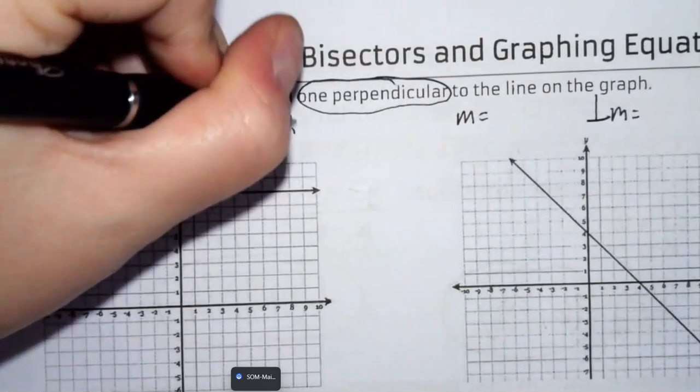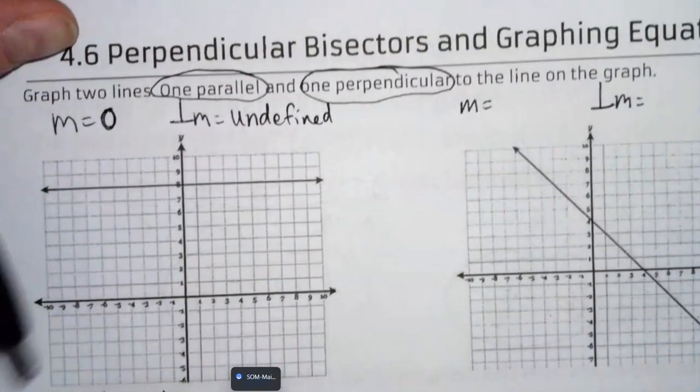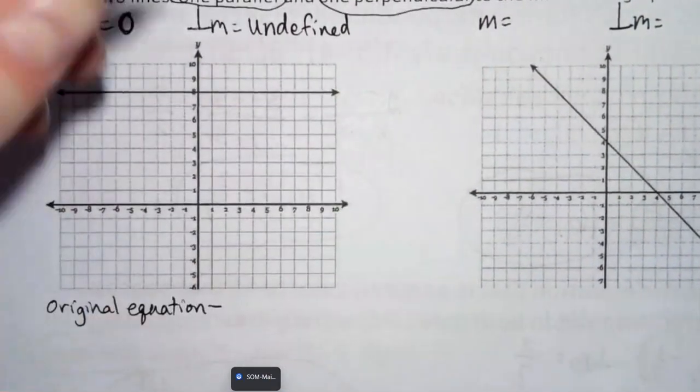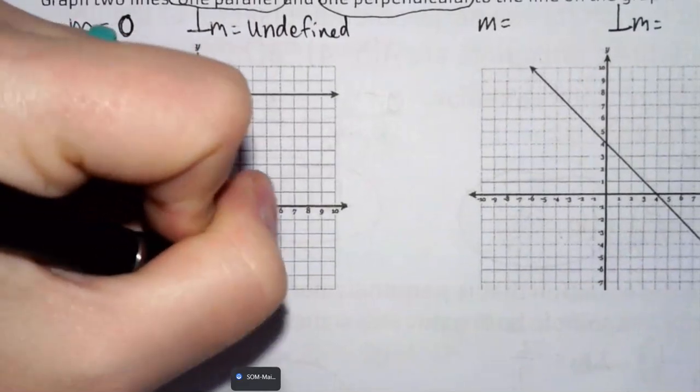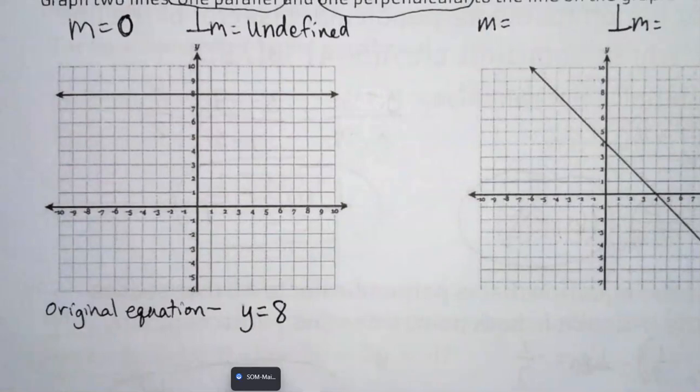And I feel like that is kind of a mental block for some people because they want to flip the fraction and they want to change the sign, but you don't do that in this case. So the original equation of our line, I'm also going to write that down here, is just simply y equals positive 8 because it goes over the y-axis at 8.